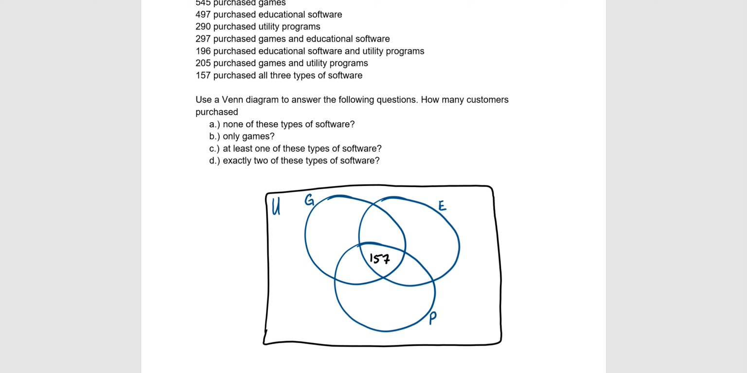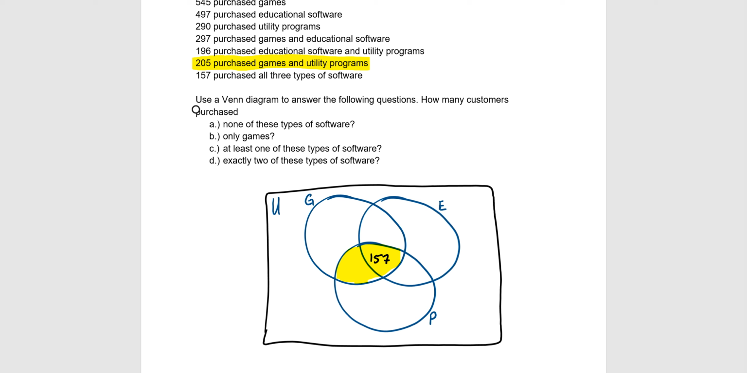Okay, so working our way outwards here, the next ones we're going to do are going to be these ones. We can pick whichever one we want. Let's pick games and utility programs. So let's do this one right here. We go back up to our information: 205 purchased games and utility programs. That's why I picked that one, because it was the next one up. Okay, so that means between games and utility programs, this little chunk has to add up to 205.